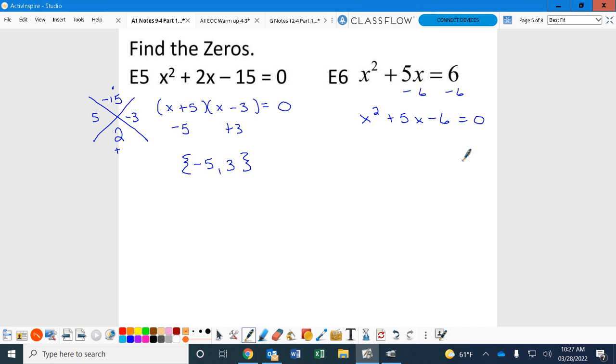Can't combine any of them. None of them are like terms. We need to do a diamond. What number is going to be on the top of our diamonds?